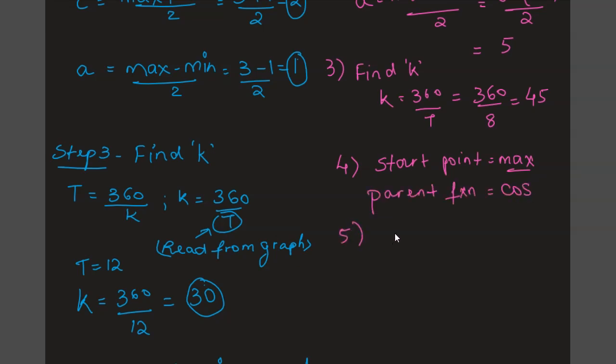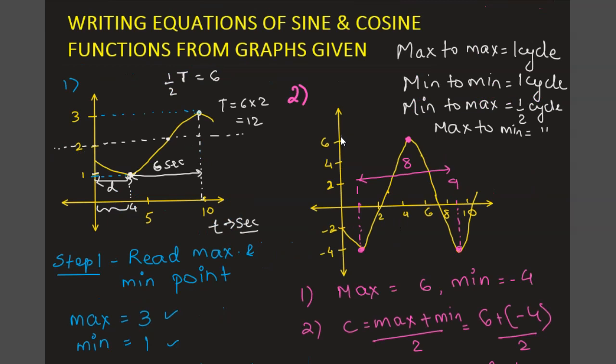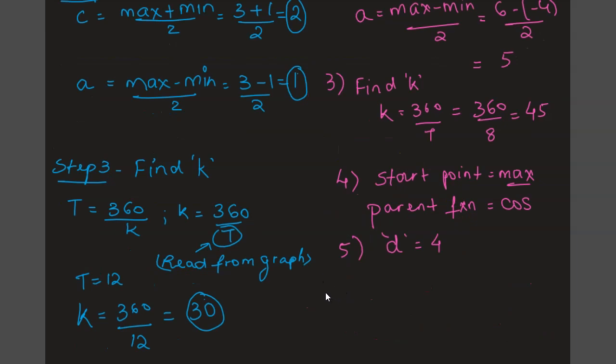So if my start point is a max point, then my parent function will be a cos, and my phase shift will be everything from the y-axis to this max point, and I always have to read it on the x-axis, and that is 4. So my phase shift is 4. I'll put this all together and write the equation.